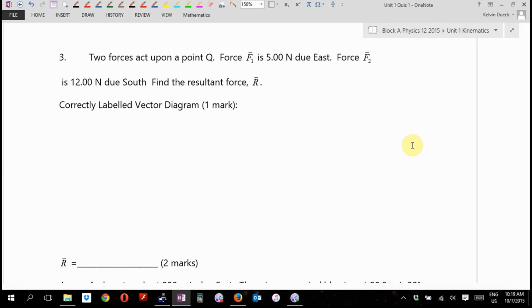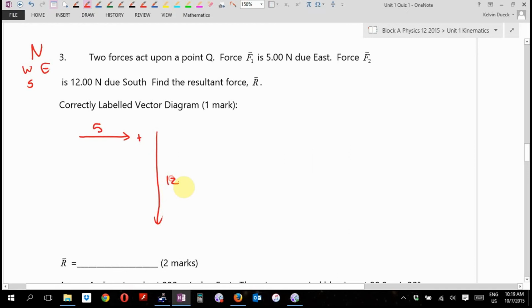I want to add these 2 vectors together. Any suggestions on how I might want to add them together, oh pray tell? Tip to tail, you don't say. You know what? There's a compass. I'm going to be clever, and I'm going to put in a compass rose somewhere. And it looks like we have 5 newtons east plus 12 south.